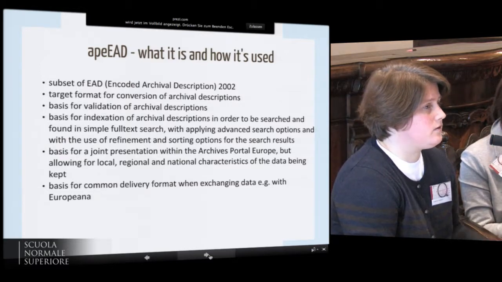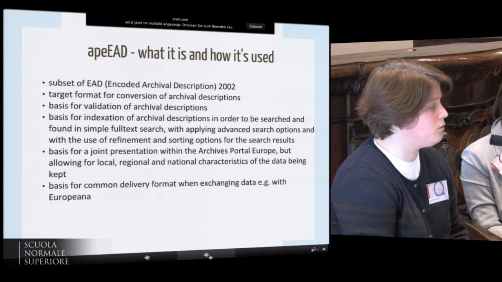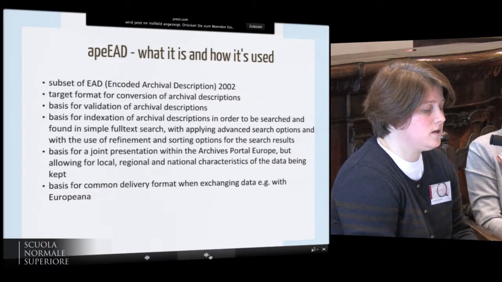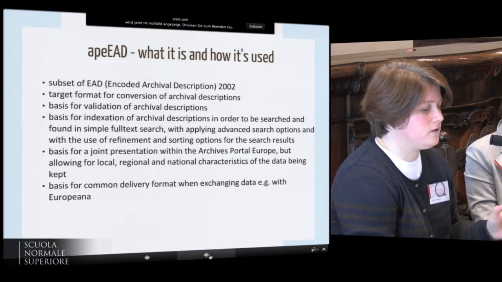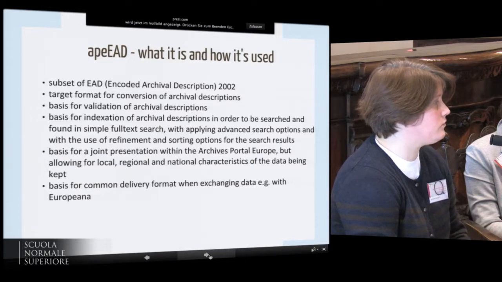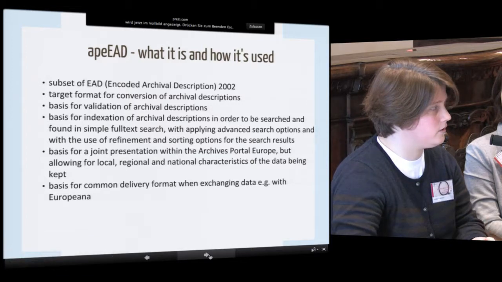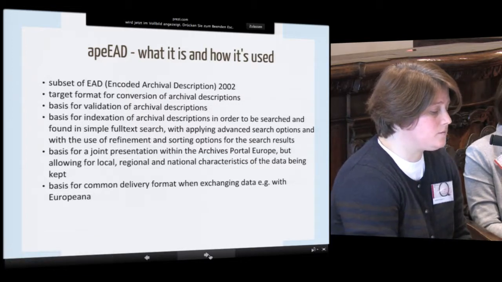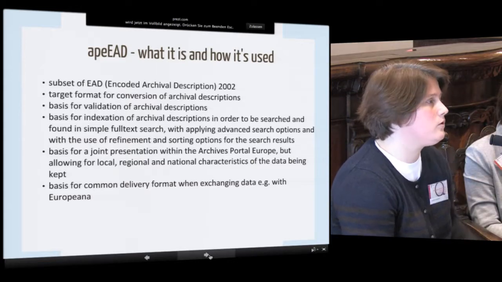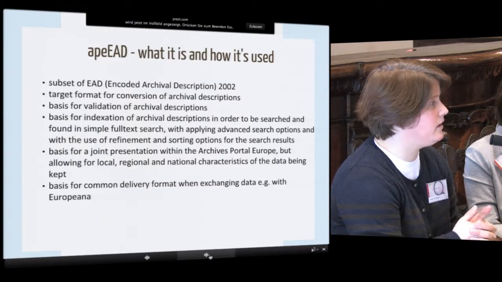It's the basis for the full text indexation of archival descriptions in the Archives Portal Europe in order to be searched and found by simple full text search, as well as applying in advanced search options with the use of refinement and sorting options for the search results. So this is actually all based on what is in your EAD files already. It's a basis for the joint presentation within the Archives Portal Europe, but also allowing for local, regional, and national characteristics in the data being kept.